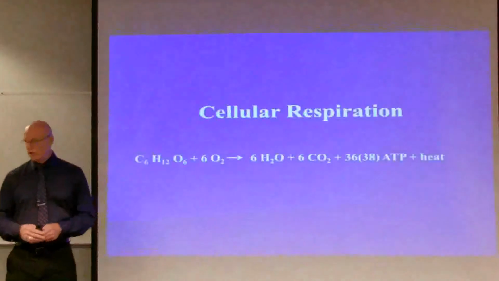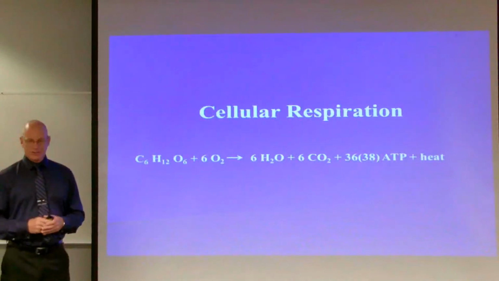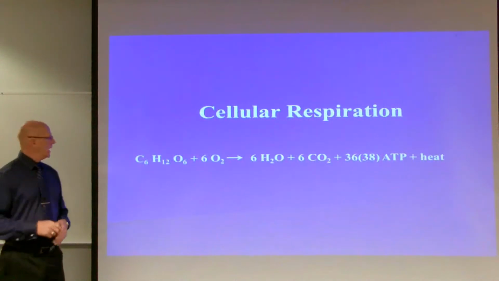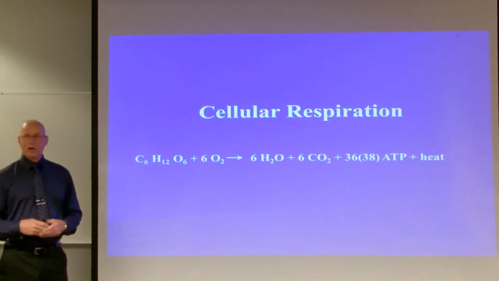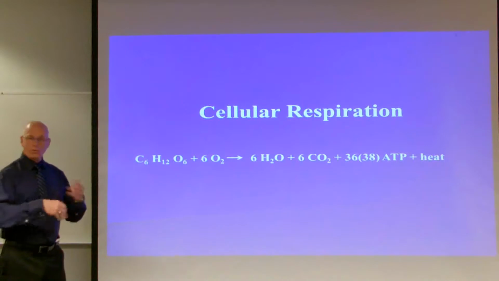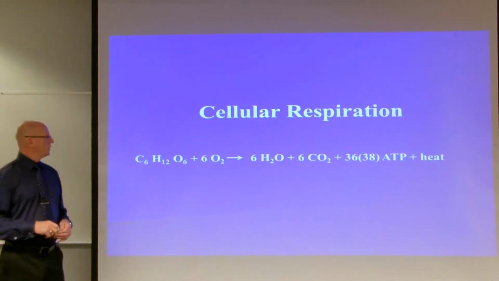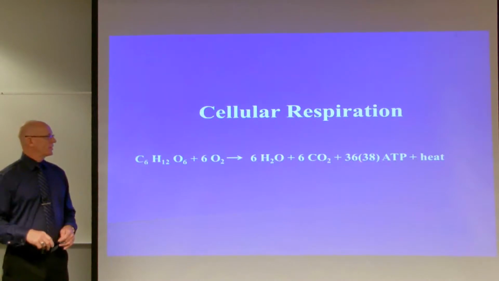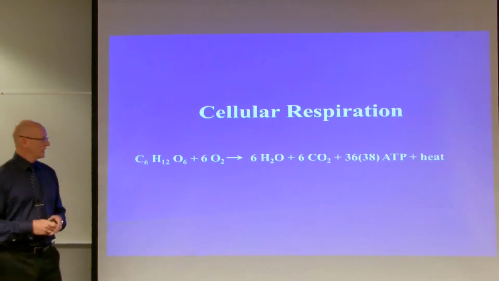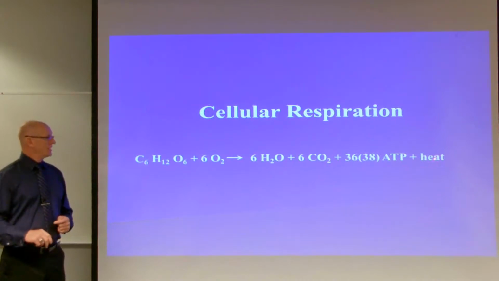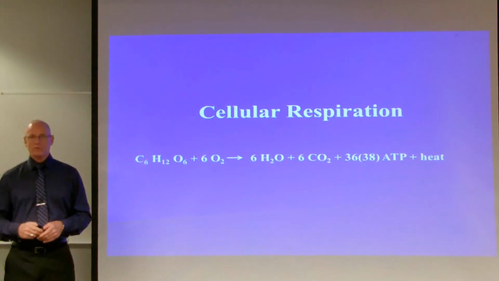Okay, cellular respiration. As we saw in photosynthesis, the plants will yield a glucose molecule and 6 molecules of oxygen. And through our process of metabolism, we will yield 6 waters, 6 carbon dioxides, and in between 36 to 38 ATPs, depending upon what tissues are respirating this. And then we'll also be giving off heat in the cellular respiration.